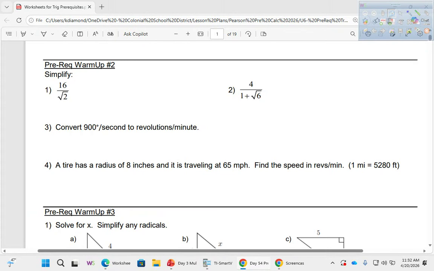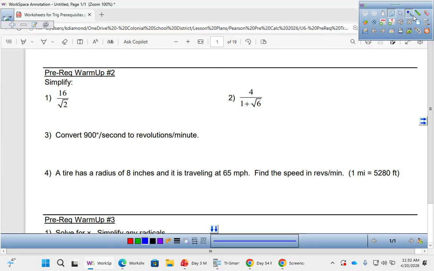So question number 1, I know that I can't have a root in the bottom, so I'm going to do this process called rationalizing the denominator. The way to get the root out of the bottom is to multiply it by whatever is in the bottom. So for this one, I'm going to multiply the top and bottom by the square root of 2.